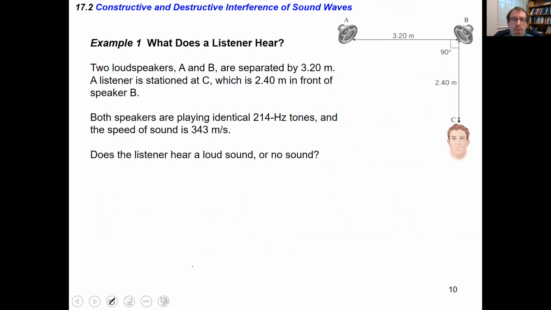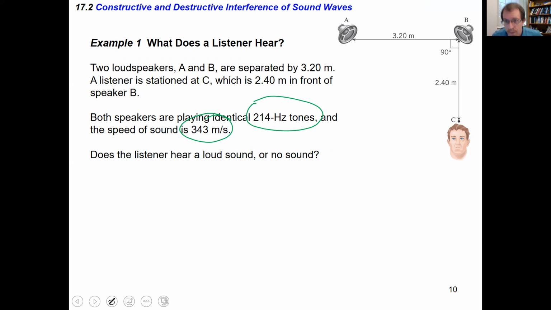All right. Let's do an example problem real quick. Okay, so this says, for the person that's this distance away from the two drawn speakers there, does this person hear a loud sound or no sound? So we're given the geometry, and we're given the frequency that's playing from these two speakers. We're given the speed of sound. So from this information that you're provided, does the listener hear a loud sound or no sound at all?